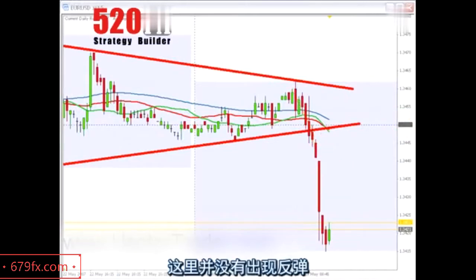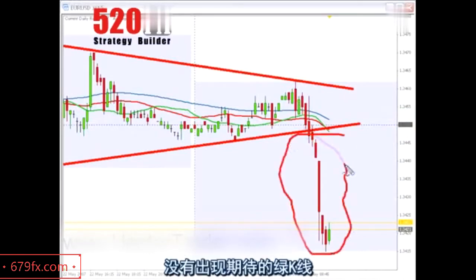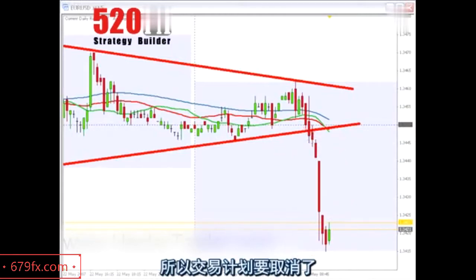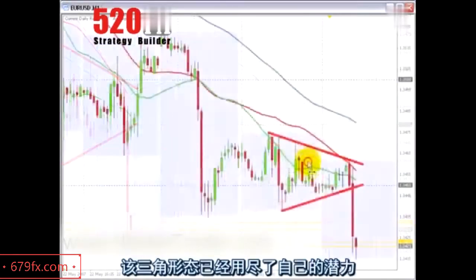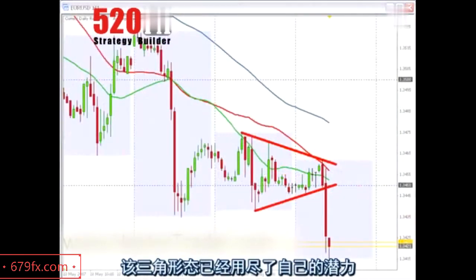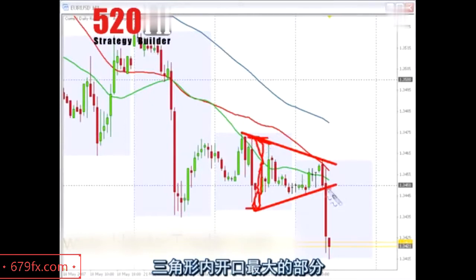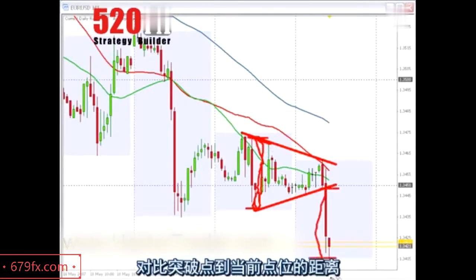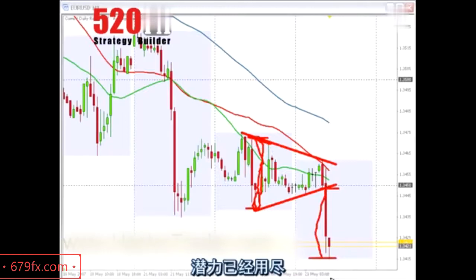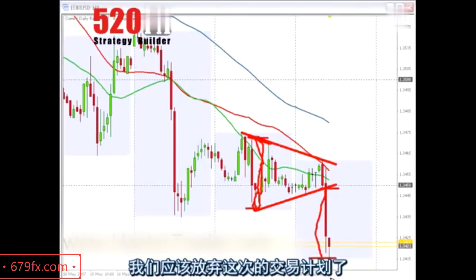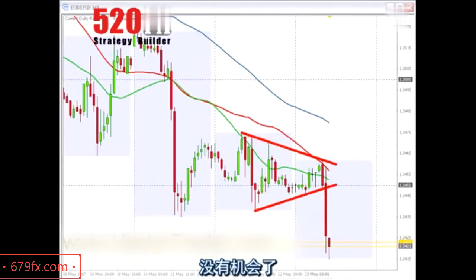We got no retrace whatsoever, no green bar whatsoever there. Now the move is gone, guys. The move is absolutely gone, and this triangle has given out its full potential. How do I measure potentials? Distance on the widest range area of the triangle, add it to the breakout point, there you are. It's giving out its full potential. There is no trade anymore. It's basically gone, the move.